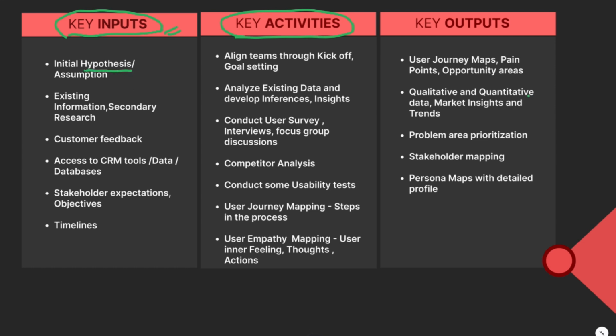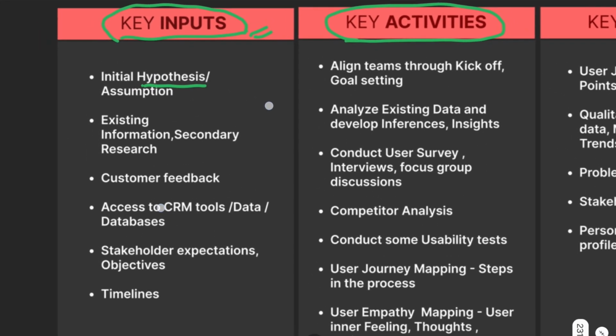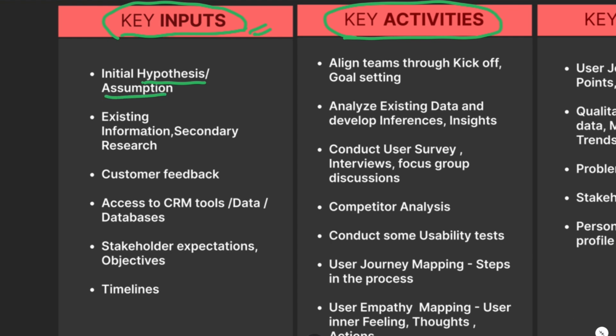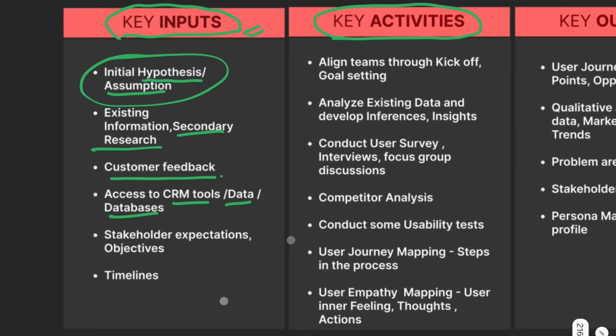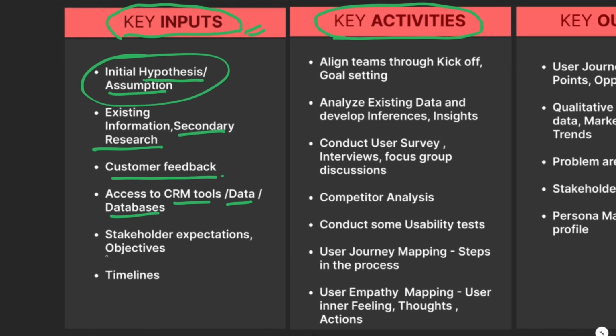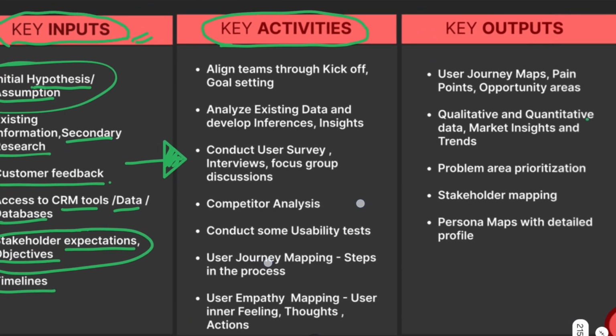And then if there's any pre-existing information or any secondary research available, that should be made available. If there's any customer feedback, or if there's any access to CRM tools or databases or organization data or information, that should be provided. And also we need to know what the stakeholder expectations are, what the objectives are, and what the timelines are, right? So these are essential inputs, which are very important for us to conduct the series of activities which were outlined in the key activities section. So we'll go through those activities.